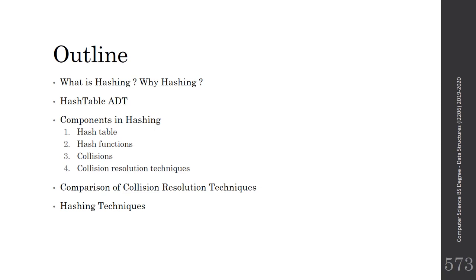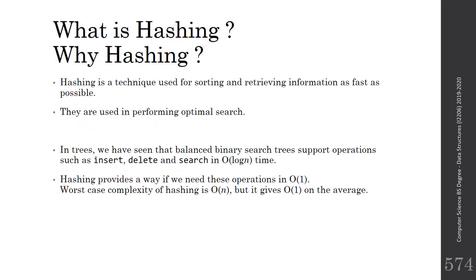We will cover the ADT, the hash table ADT, and then the components of hashing, which are the hash table, the hash function, and collision, and how we resolve these collisions. Then we do a small comparison between all these techniques, and end with the hashing technique. So what is hashing and why do we use hashing?